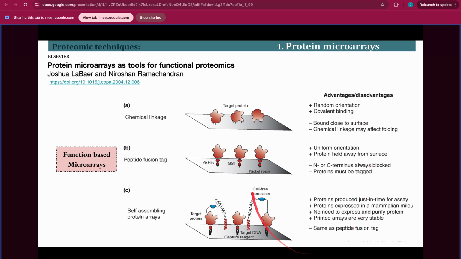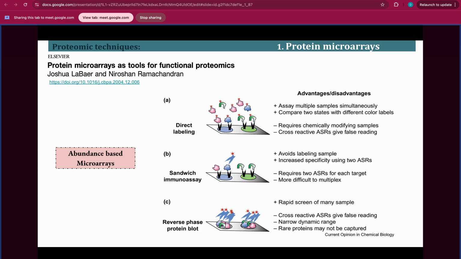You don't have to go into the details of the techniques, you just have to remember the names, that is, what are the different techniques which are used for the functional based microarrays. That is all about them. And I think the question related to abundance based microarray was also in your assignment, so I hope this will help you to solve that question.